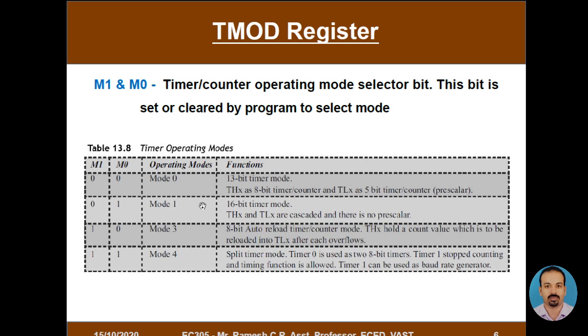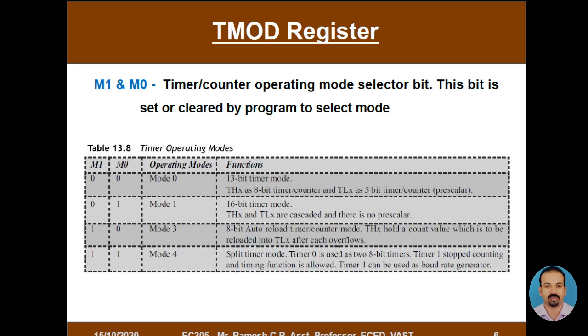That means in the other cases, whether mode 0, mode 1 or mode 3, once the overflow from the maximum value occurs, then in order to reload the initial value again, we need to perform a software instruction execution. But in this auto reload mode there is no need of a specific software instruction for reloading this value. It will be automatically reloaded. So that is the peculiarity of this mode.